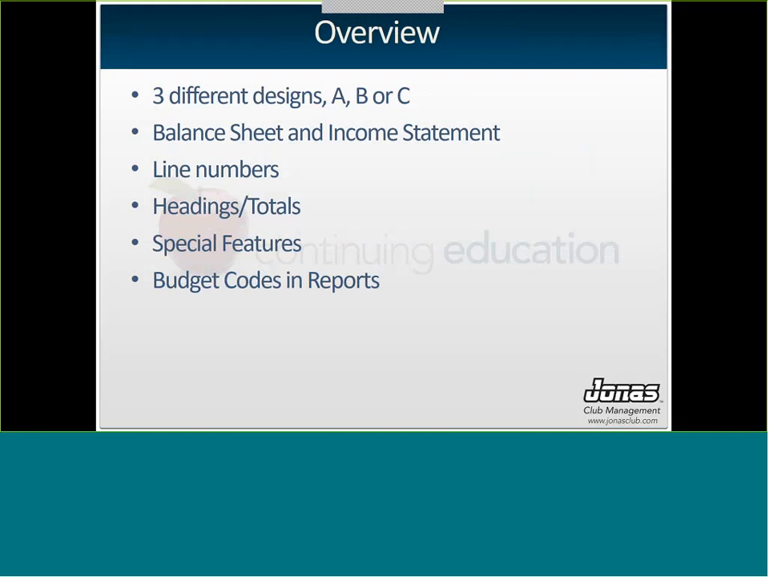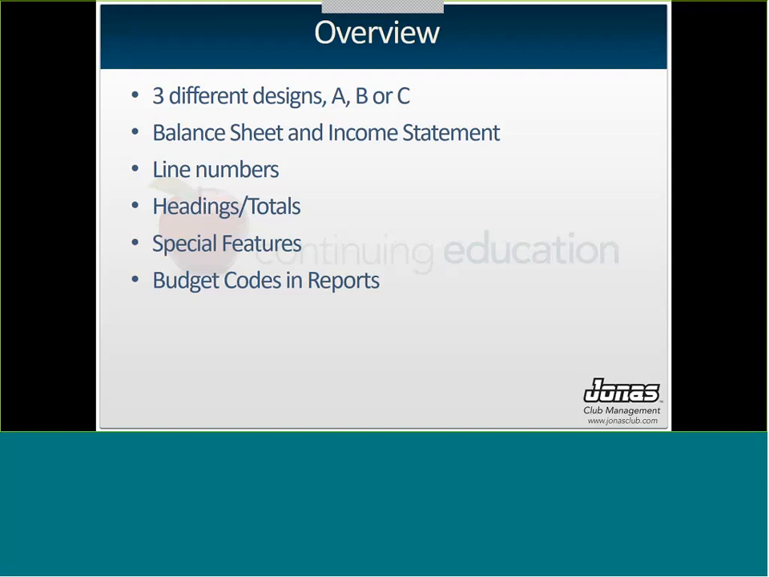Within those 3, you also get a balance sheet and an income statement. So you can have 3 different balance sheets and 3 different income statements, all under design A, B, or C. So your financial statements in Jonas are made up of line numbers. The line numbers are not general ledger accounts. Line numbers are a completely different set of numbers with a different description that general ledger accounts are set to point to. So what we'll do is go through how to create those, how to change them, and how to point those general ledger accounts to those line numbers. The line numbers are what make up the structure of your financial statements.